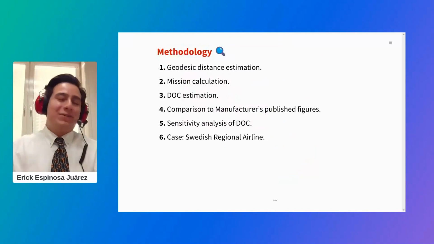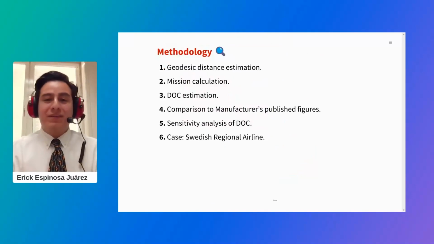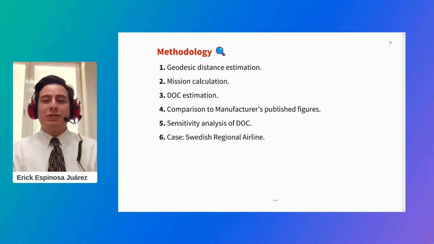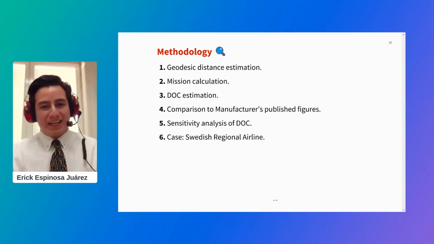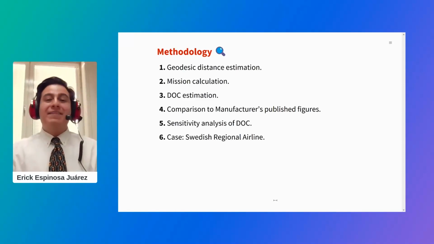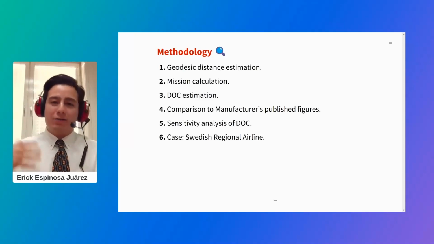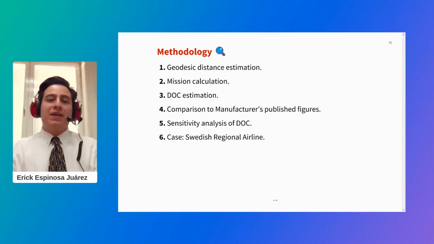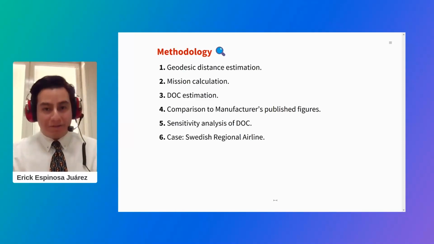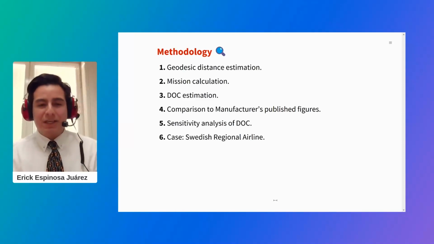That's where I'm going to try to put some light on. The little methodology that I followed was geodesic distance estimation using the Wolfram language. You'll see that one to get the distance from city A to city B. Then a mission estimator on the aircraft performance that will tell us how long it took to get there and how many passengers it carried. And that information will be fed into the DOC models that we were speaking about.